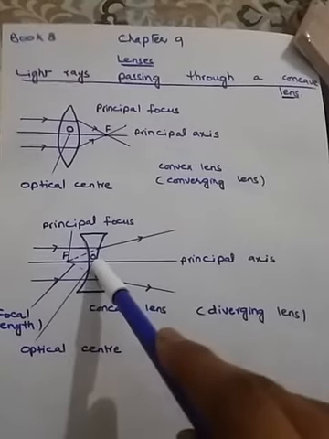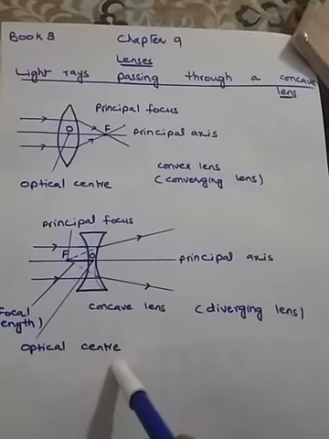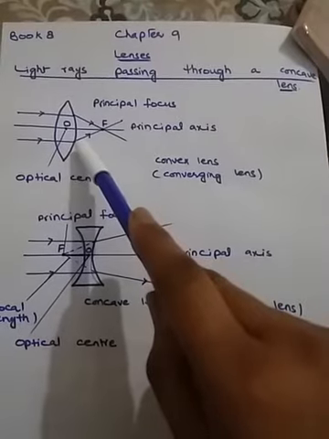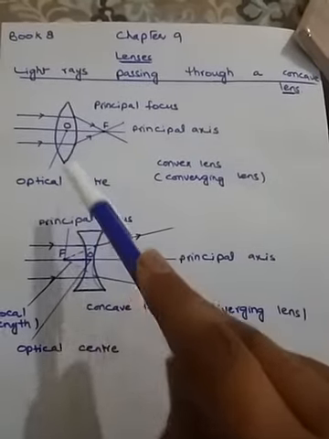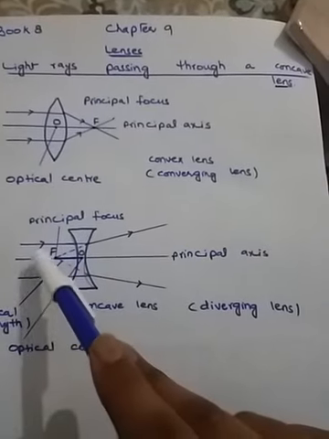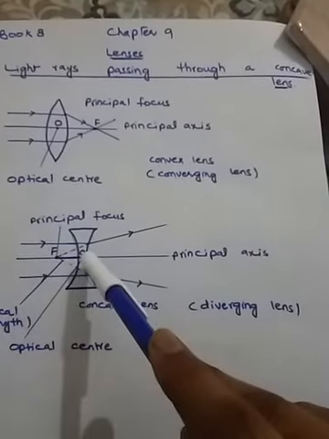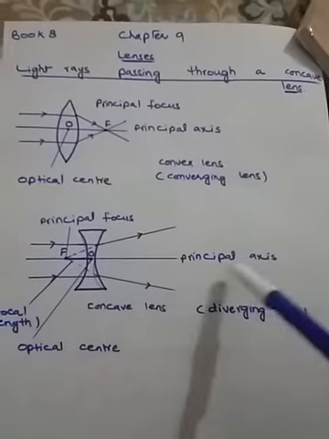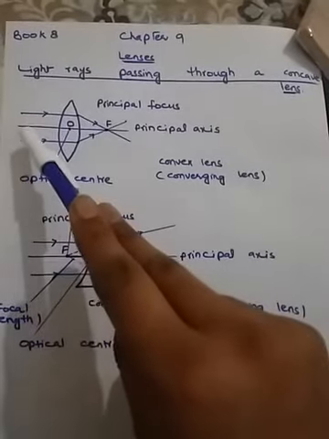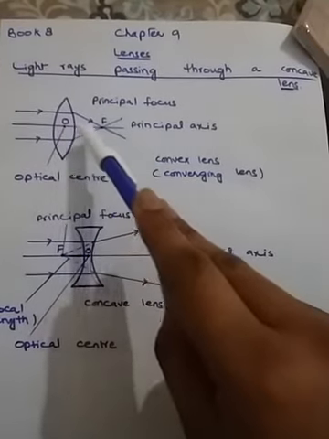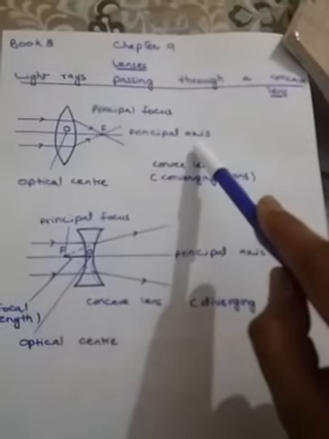And the center of the concave lens is called the optical center. Same in this case, the center of the convex lens is called the optical center. Now, the line which is passing from this optical center is called the principal axis. Same in this case, the line passing from the optical center is called the principal axis.